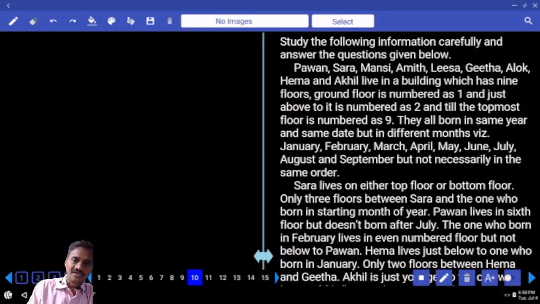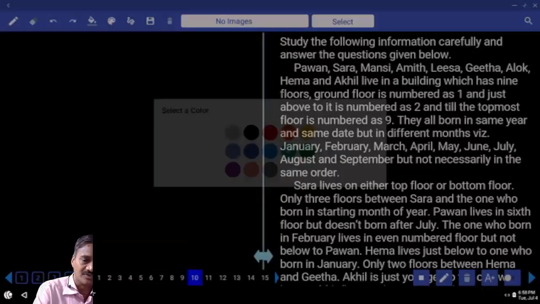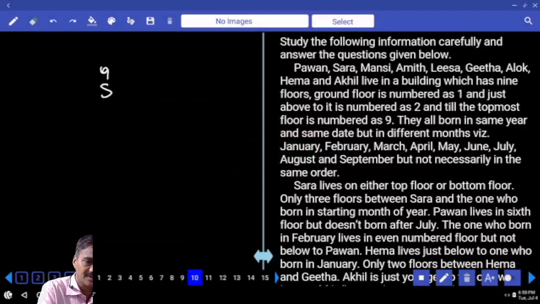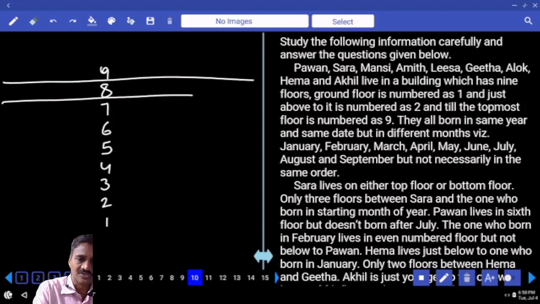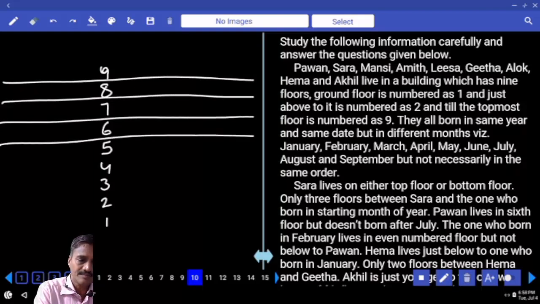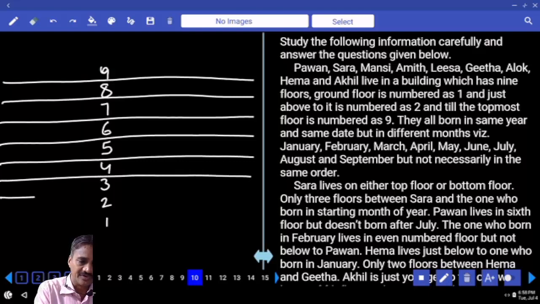Now in this 10 to 14, Pavan, Sara, Mansi and so on are living in a building which has 9 floors. Now floor arrangement along with a parameter is given, isn't it? Then how many floors are there? 9 floors: 9, 8, 7, 6, 5, 4, 3, 2 and 1. 9 persons are staying on these 9 different floors.